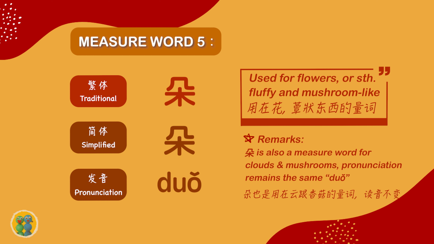And there is a way to help you remember. When you see the character 朵, you can see the word actually looks like a flower or a mushroom. You can see the bottom part is the character 木, and the upper part of this character looks like a hat. It looks like a flower too. So it's just like a drawing. So when you see this character, you can think of, oh, it is used for flowers or something that is fluffy and mushroom-like. You can remember this way by how the character looks. It's easier to remember.